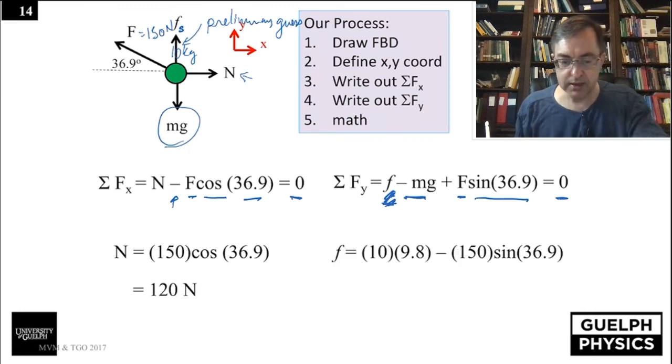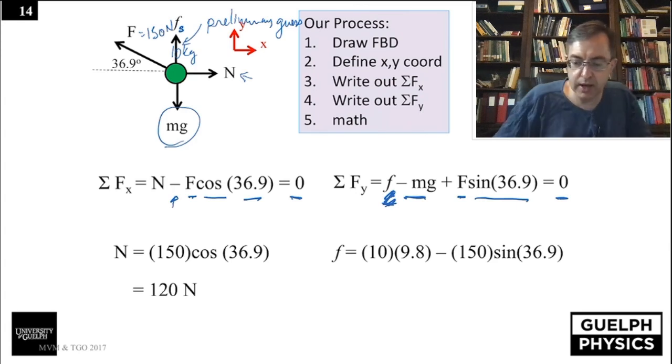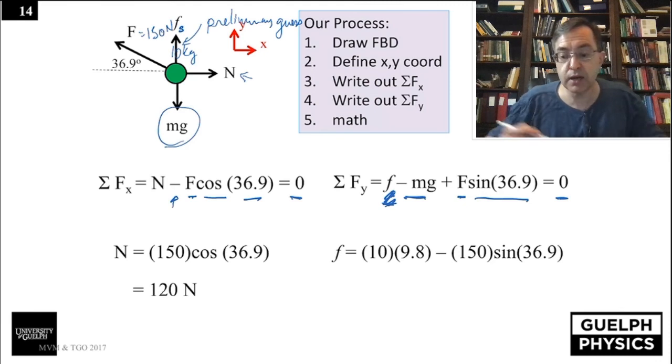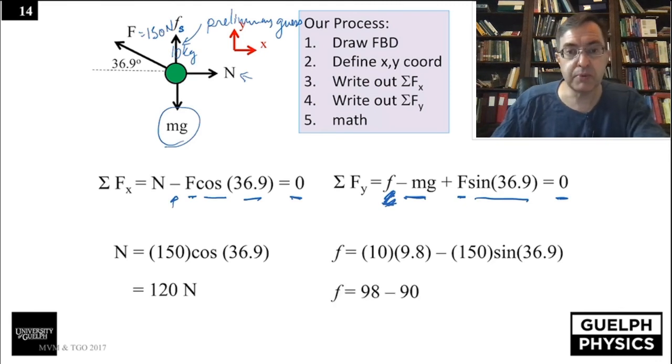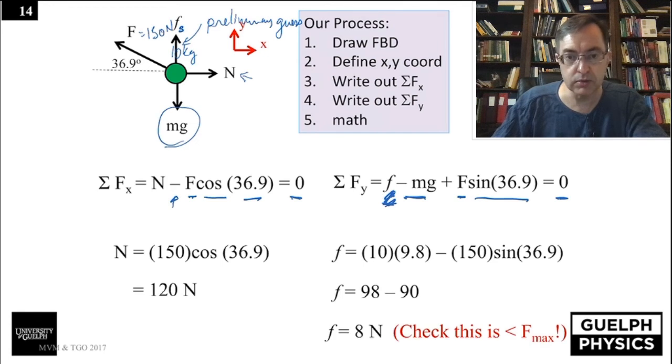The mass is 10 kilograms, g is 9.8, and then moving F sine 36.9 to the right-hand side gives me minus 150 times sine 36.9, which gives me that the force is 98 minus 90, which is 8 newtons.